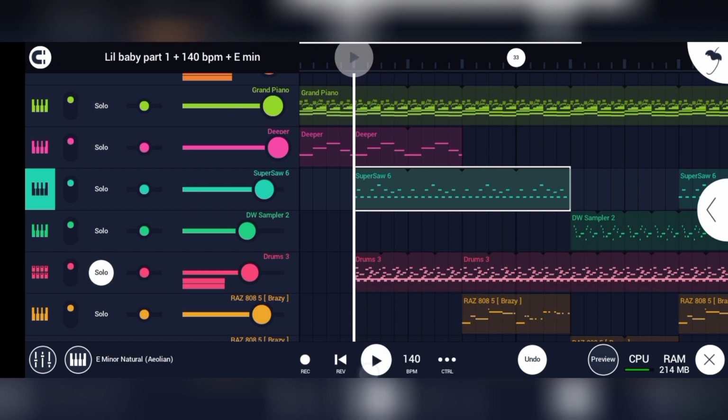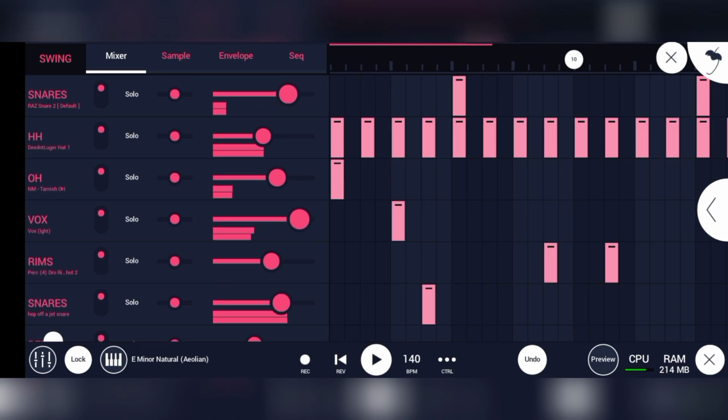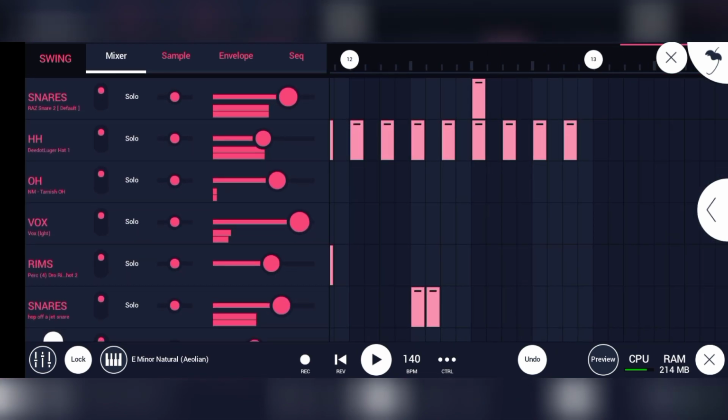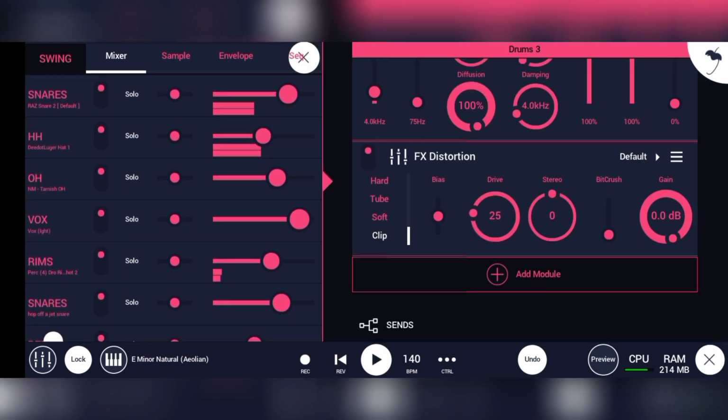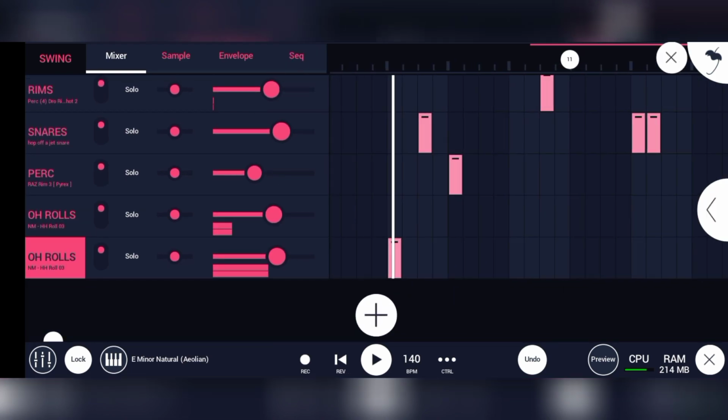Then I went straight to the drums. You know, man, the drums have to be hard and hitting, so I added the reverb and the distortion on the drums. How do they sound if I turn everything off and if I turn everything back on?